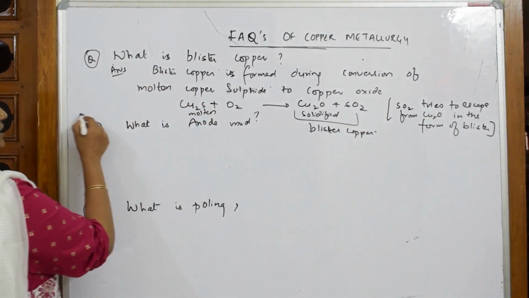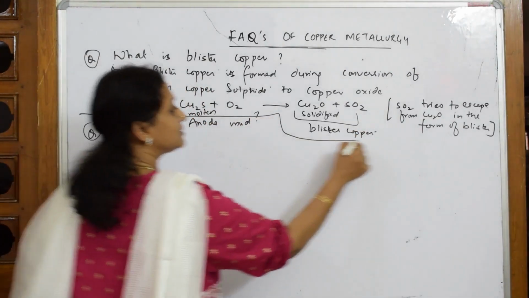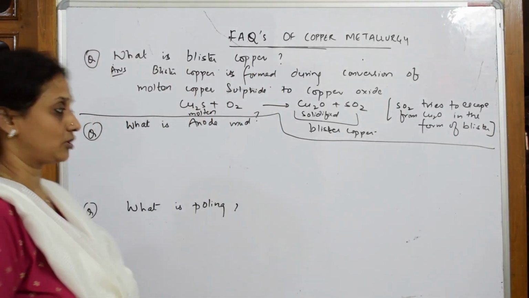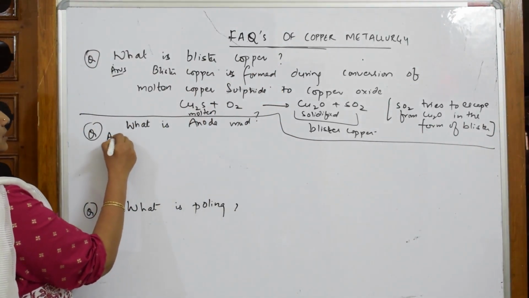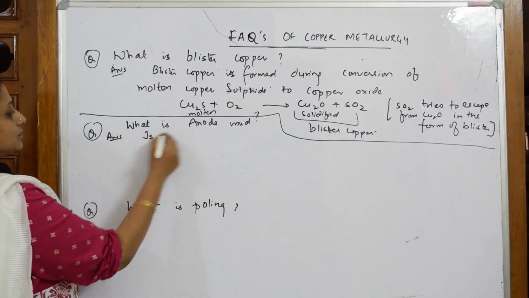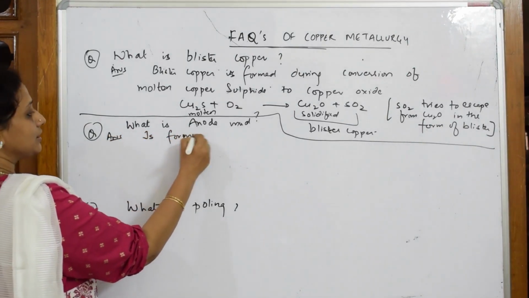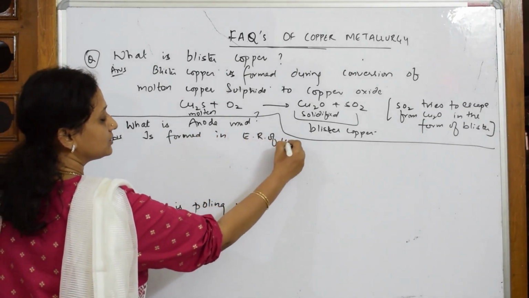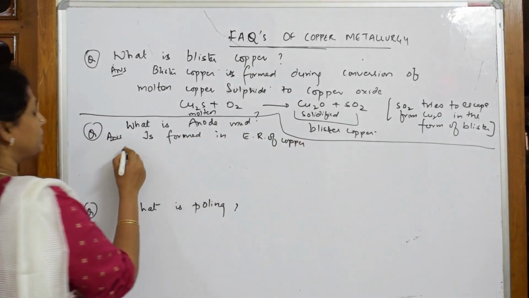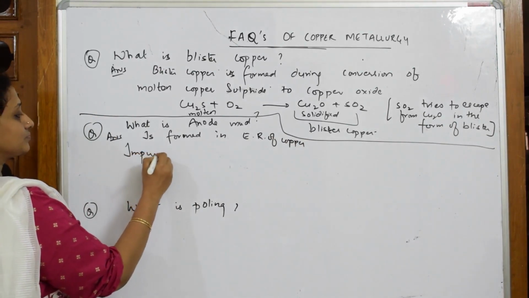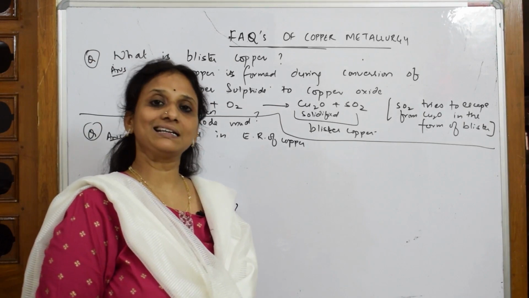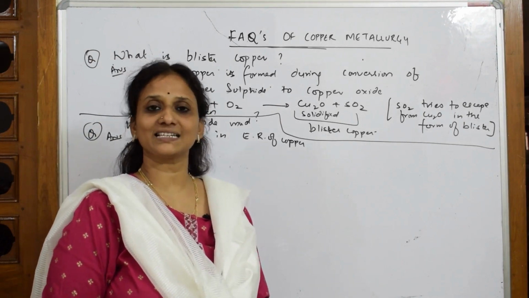Now done. Now what is anode mud? We have already done this question, where we speak in terms of electrolytic refining of copper. So you can write, anode mud is formed in electrolytic refining of copper, right? So impurities, like during electrolysis we said, impure metal is taken as an anode and pure is taken as a cathode.